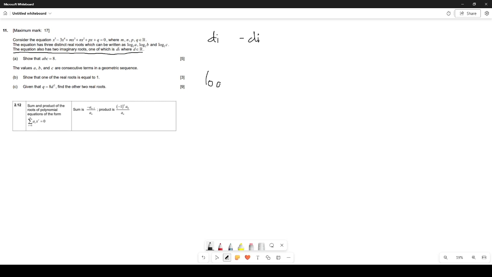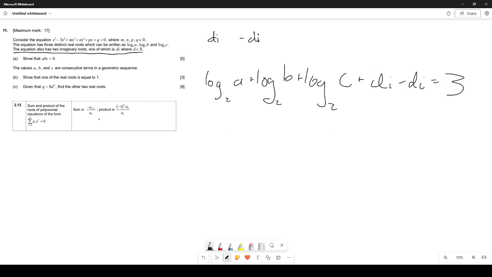So now let's add up the roots. We have log base 2 of a plus log base 2 of b plus log base 2 of c plus di, or well, plus negative di, which just becomes minus di, is equal to 3. And keep in mind the denominator here would be 1 because the coefficient of the first term is 1. So instead of writing 3 over 1, we're just going to write 3.